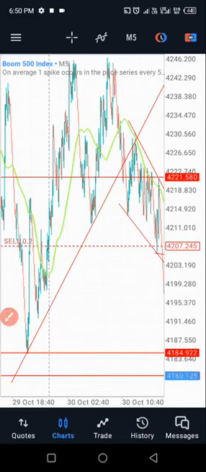This is called the break and retest strategy. So I want you to go and try it out on Boom 500 and every other market, whether you are trading currency, you are trading forex, you are trading synthetic indices. Just try out this strategy, guys, and then you will see that this strategy works out perfectly well.